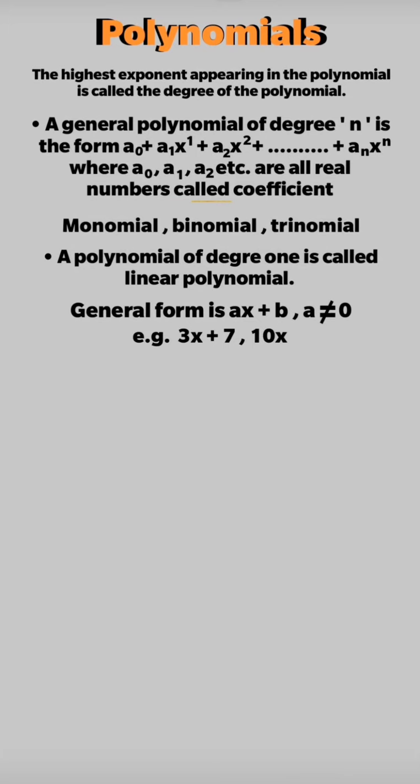Examples of linear polynomial are 3x plus 7. 3x plus 7 is in fact a linear binomial. 10x is an example of a linear monomial.